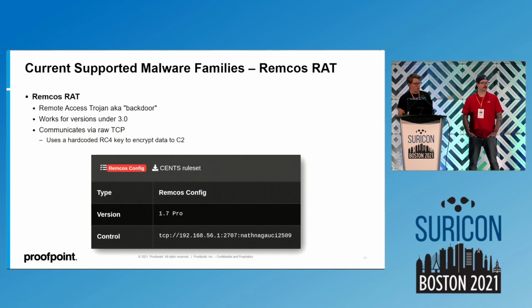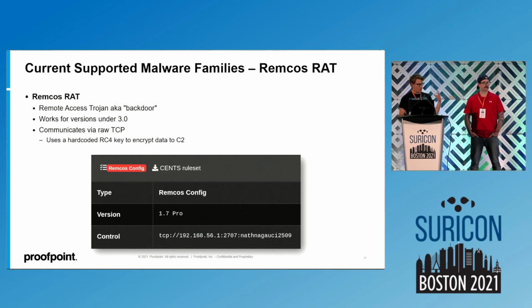And then just another one that we support here is Remcos Rat. So Remcos is a backdoor, remote access Trojan. We're able to extract configurations from samples, any version that's under 3.0. So this one communicates via raw TCP. So it just creates a session back to the command and control server, and it uses a hard-coded RC4 key to encrypt the data that's going back to the command and control server. So in this output here, you can see the version, which is 1.7, and then you can see the command and control server, and that 2509, that's the password that is used for the RC4 encryption.